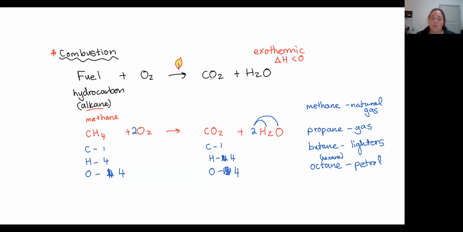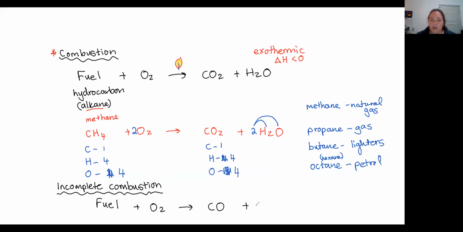Now, many of you have probably learned about the idea of incomplete combustion. Maybe not necessarily this year, but you've definitely learned about the idea that there isn't always enough oxygen for things to burn completely. If we have incomplete combustion, it makes a really good multiple choice question. And the thing that you need to appreciate is that if you have incomplete combustion, our rule changes. It's fuel reacts with oxygen, and we produce carbon monoxide and water.